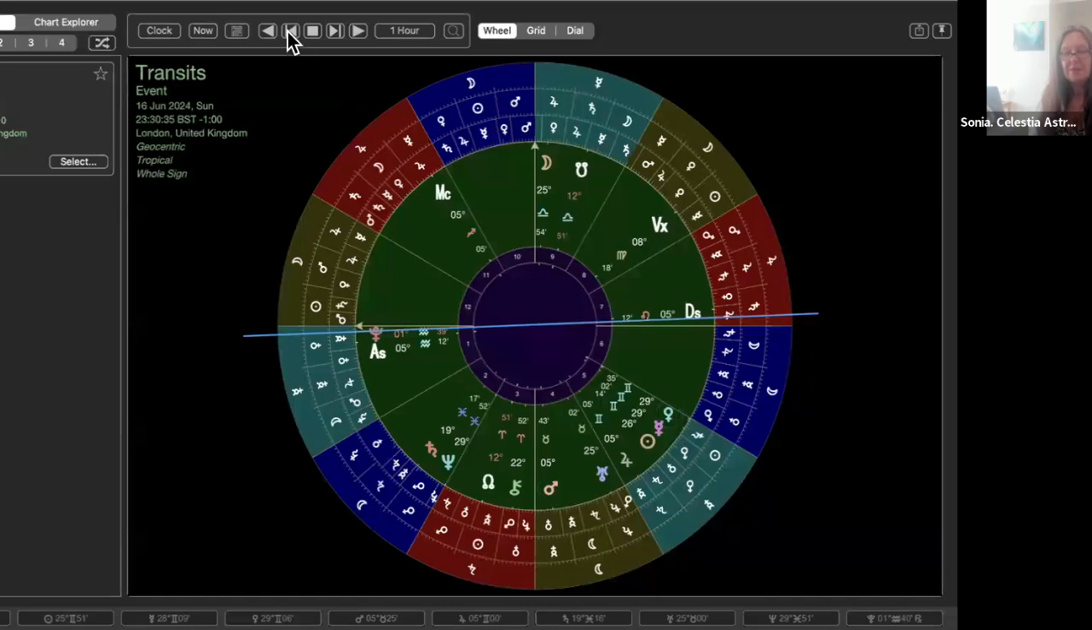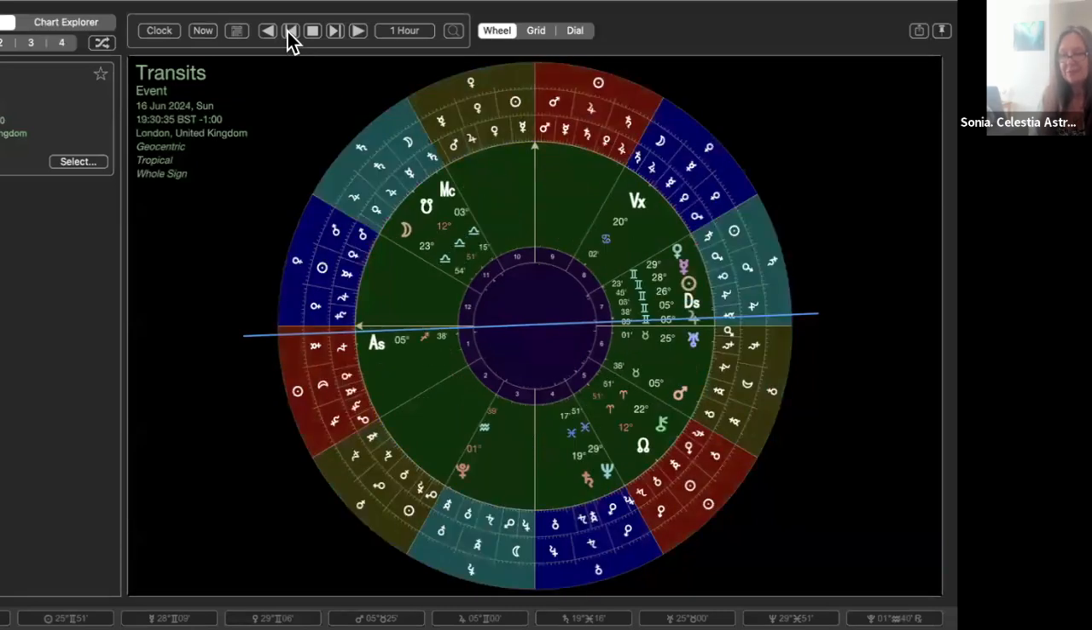And what happens if you're of the day sect? If we put the sun back here, you would be of the day sect. Well, in this case, Saturn would be on your side, and also Jupiter.